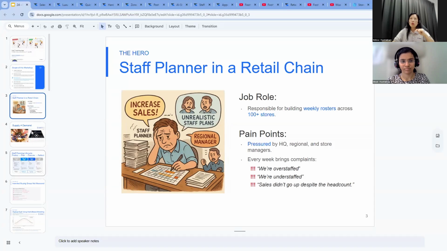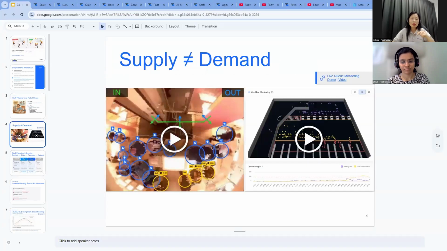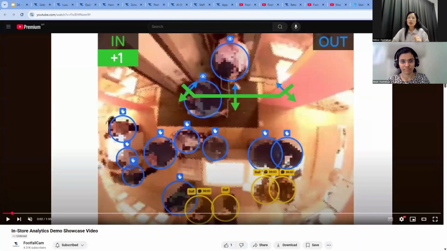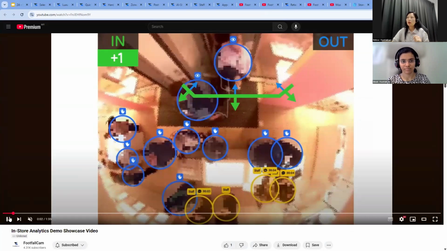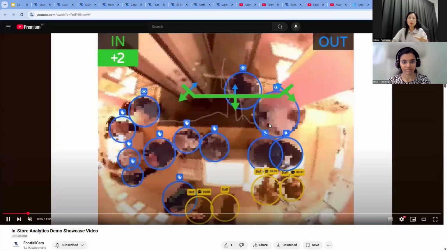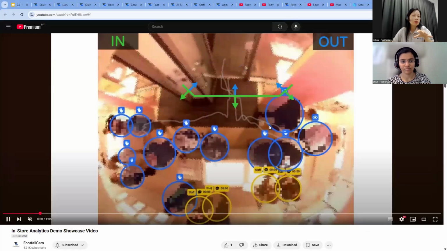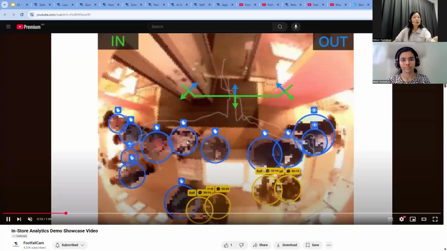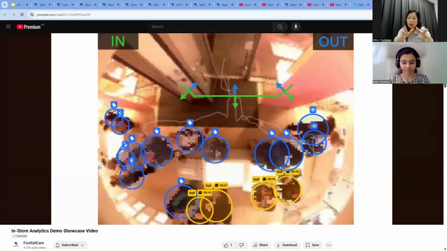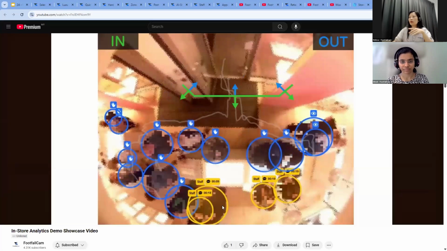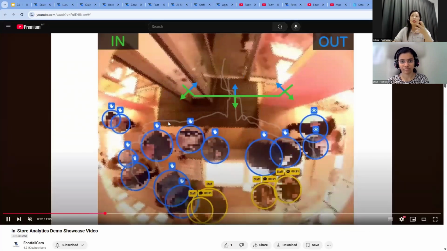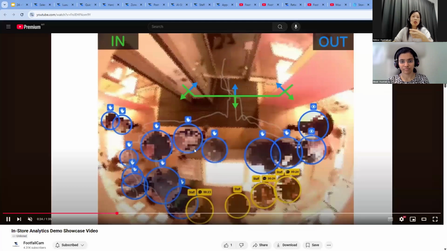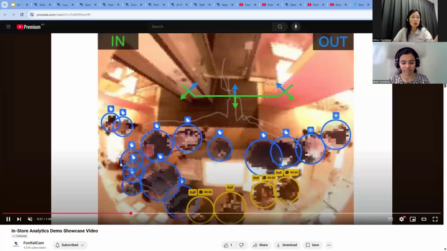So now let's look at what really happens on the ground when supply doesn't meet demand. For example, let's have a look at this store where we're measuring the staff and the people who come in. We're talking about moments when genuine customers are in the store, ready to buy, but no one's available to serve them. It's not because the store isn't staffed, but because all the available staff are already occupied. They're busy attending to some customers, and meanwhile, new opportunities walk in, and they may just walk right out.